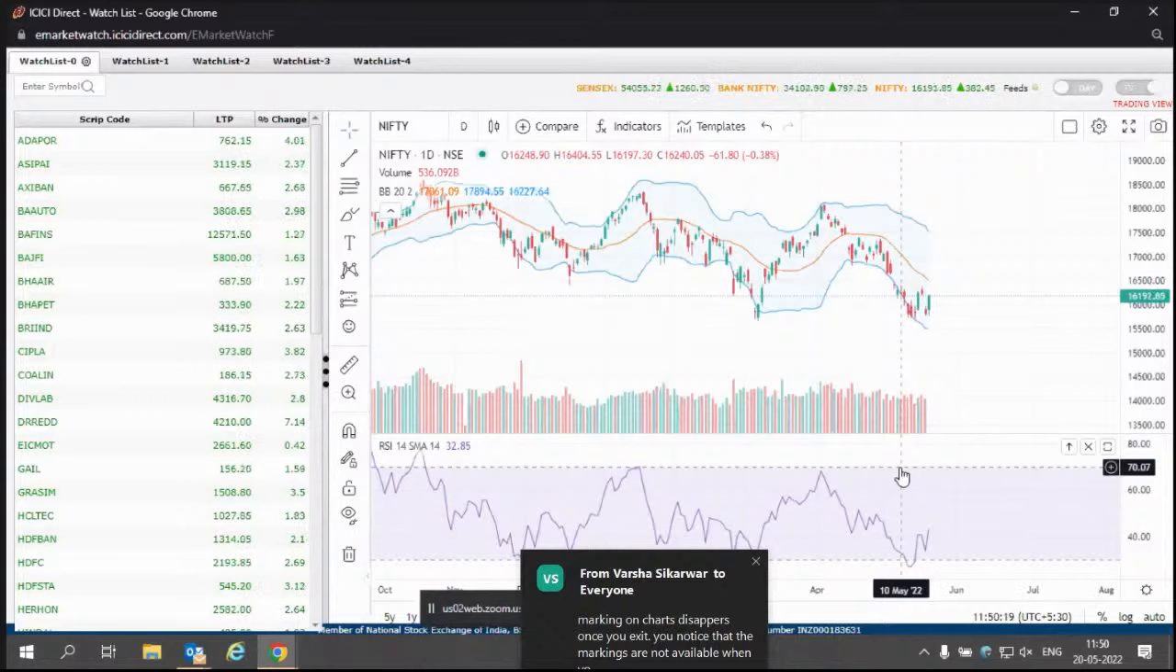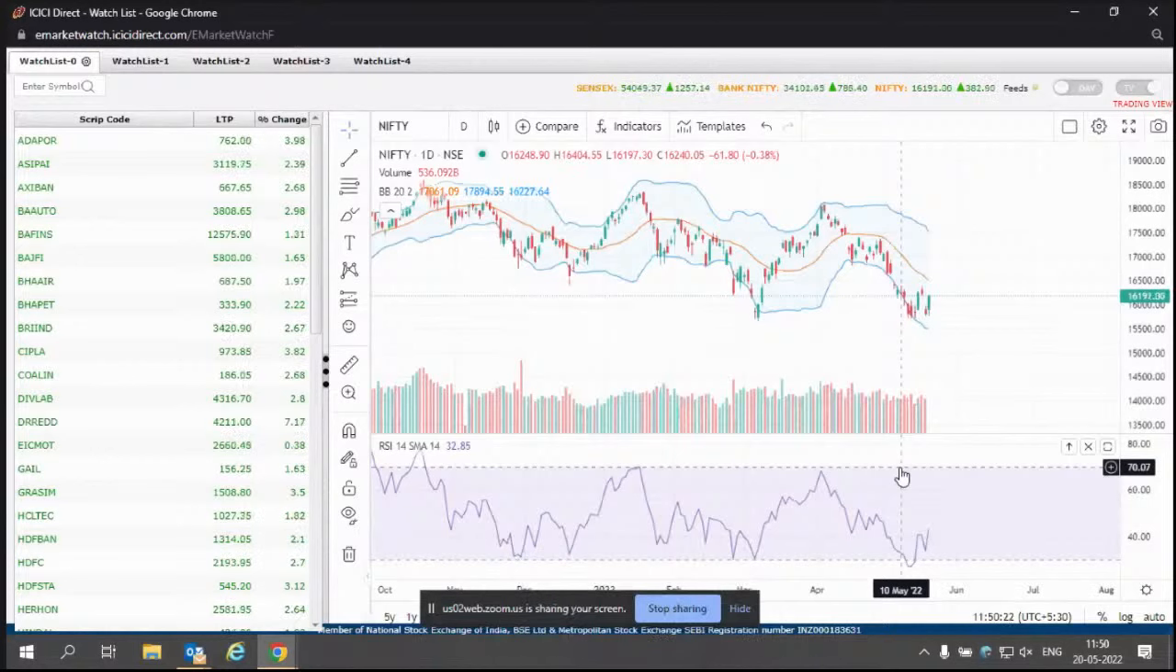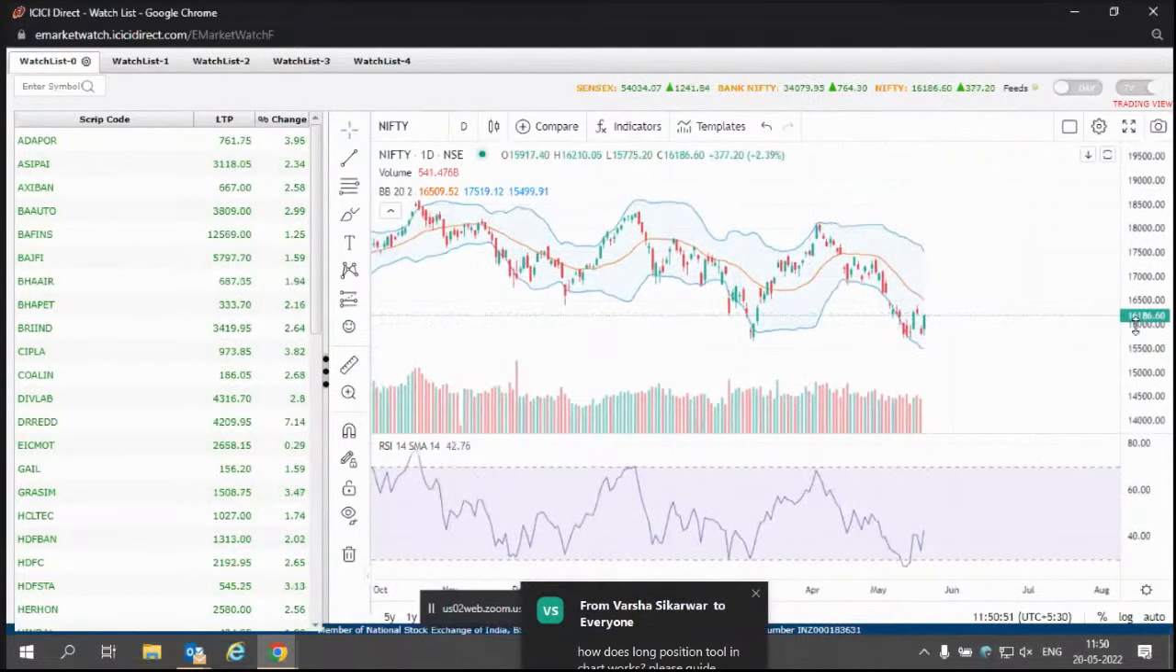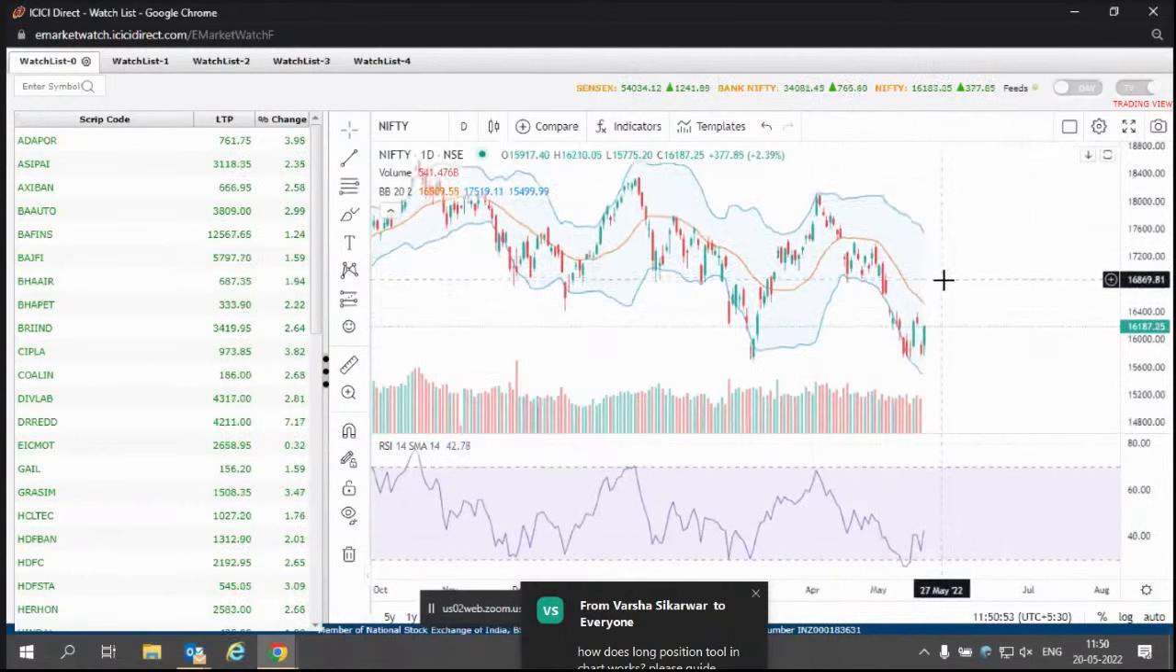Another question is, markings on the chart disappear once you exit. You notice that the markings are not available when you go to the same chart again. Yes, the save option is something that we are coming up with, and soon it will be made available on this chart. Once you have that, you'll be able to log in again and see the indicators and patterns that you have built on your particular chart. So you will get that save feature soon.